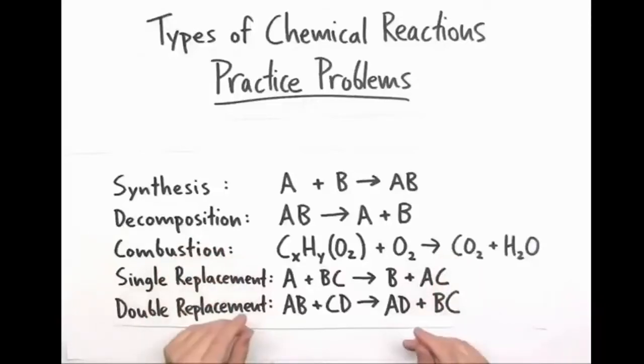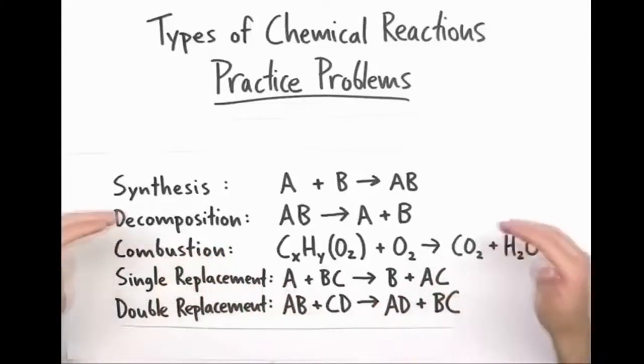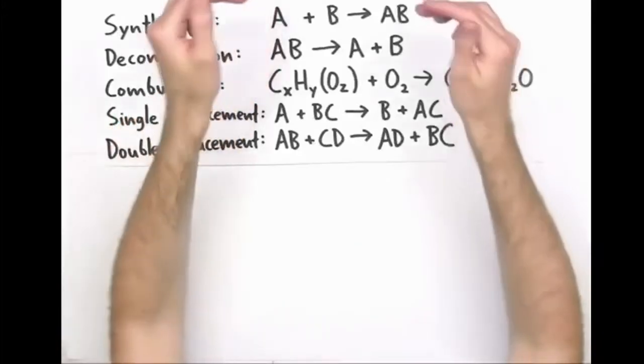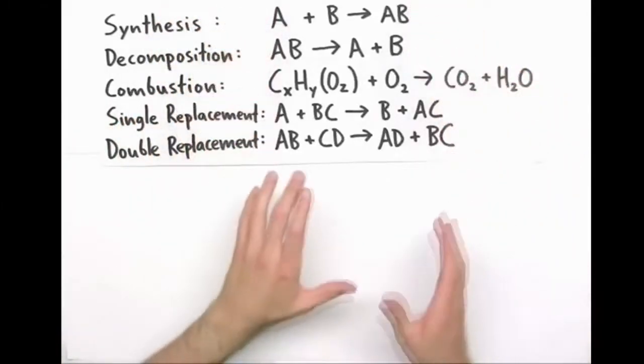Here, we're going to practice classifying chemical reactions. We're going to look at a whole bunch of them, and we're going to figure out what type they are. So here are the 5 major types of chemical reactions. For each, I've written a sort of generic example equation that shows what the reaction looks like.